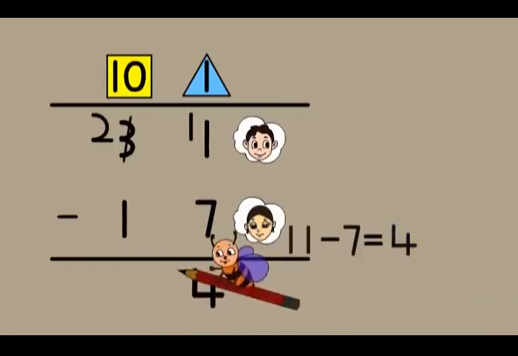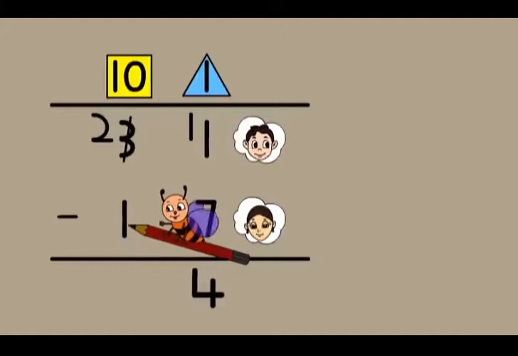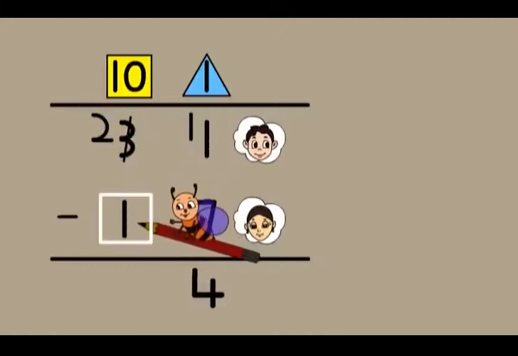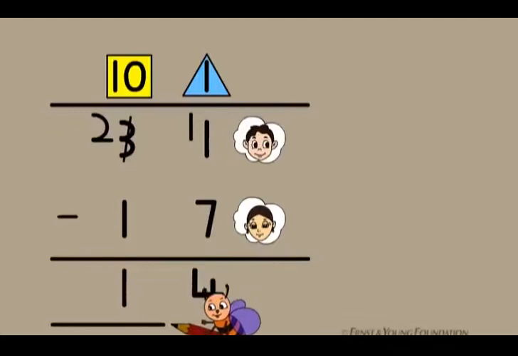Now I will do 2 minus 1. 2 minus 1 equals 1. So I will write 1 here. It is 14 books. Chinu has 14 more books than Meenu.